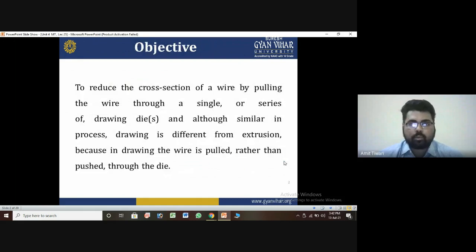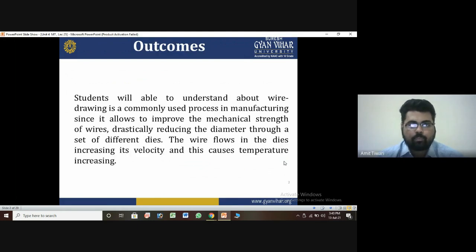The objective of the lecture is to reduce the cross section of a wire by pulling the wire through a single or series of drawing dies. Drawing is different from extrusion because in drawing the wire is pulled rather than pushed through the die. So today we are discussing wire drawing and some explosive processes in this lecture.